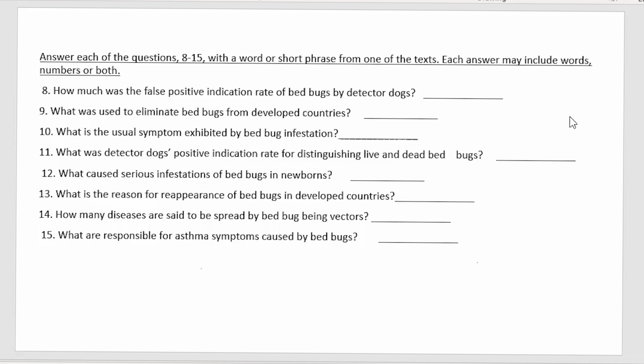Here you have to be careful. You have to read the question carefully. It is not the text you have to mention. You have to mention the answers. It may include words, numbers, or both. If you don't write these, you will lose marks. You have to write the words, numbers, or both.